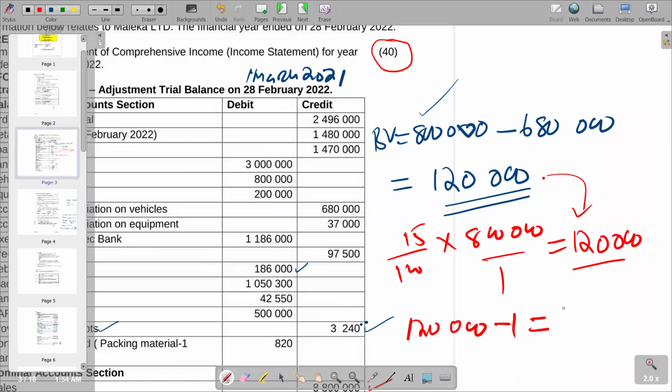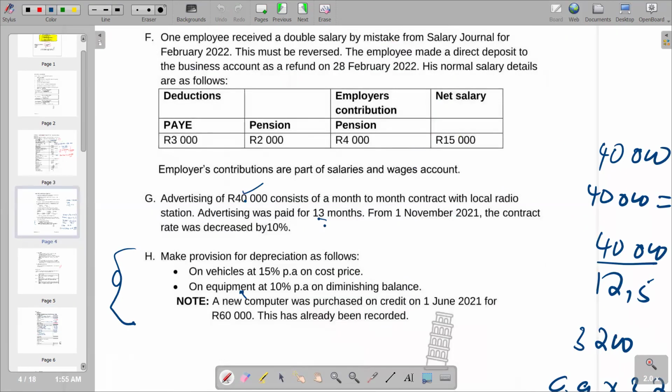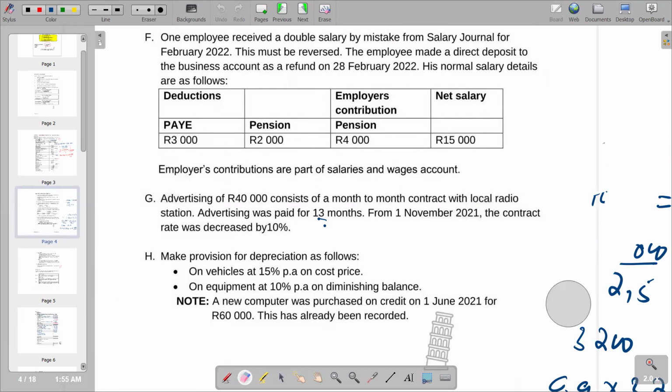So by subtracting there, you see that the depreciation is 99. So this is going to be the depreciation for the period. This is the one that we are going to put here in the calculation of depreciation. We say depreciation. What's depreciation? We're going to say the one for vehicles plus the one for equipment. So this one is 119,999. And then we calculate the one for equipment.